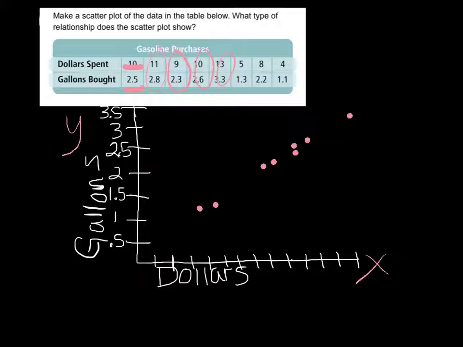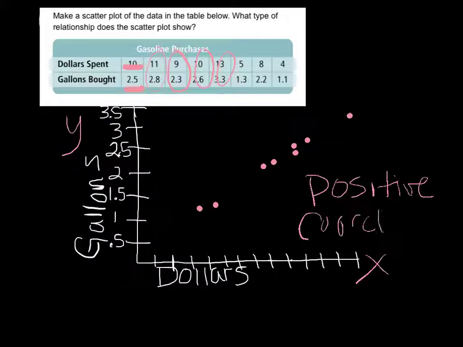And what type of relationship does this scatter plot show? Well, it shows a positive relationship or a positive correlation because it goes up to the right.